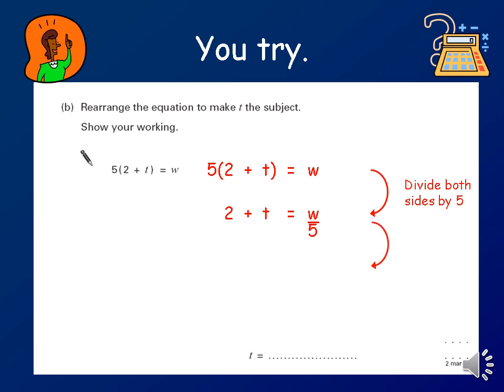Okay, so the t is still not on its own. It's got the 2, so we need to minus 2. So t equals w divided by 5 minus 2. Okay, so I hope that was nice and clear for you.